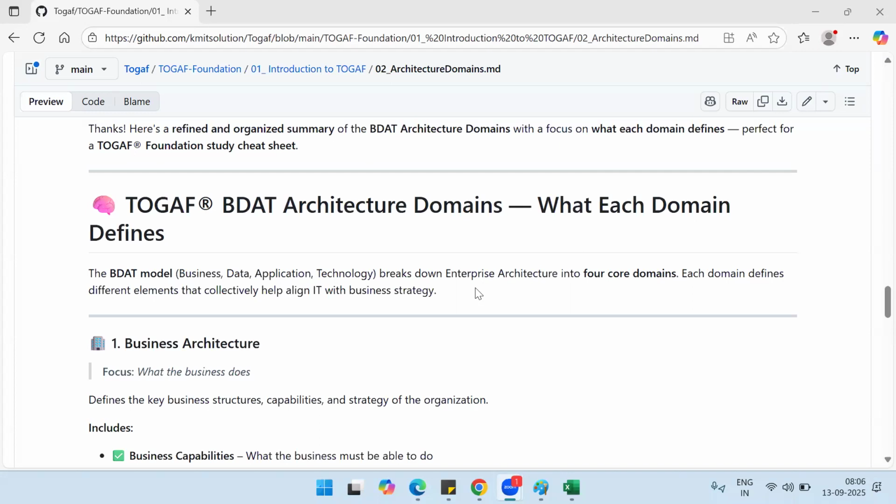So can it be called a discovery phase of the project? Yes, discovery, and in TOGAF we call it the scope of the project. Okay, thank you. The scope of the project. Yes.